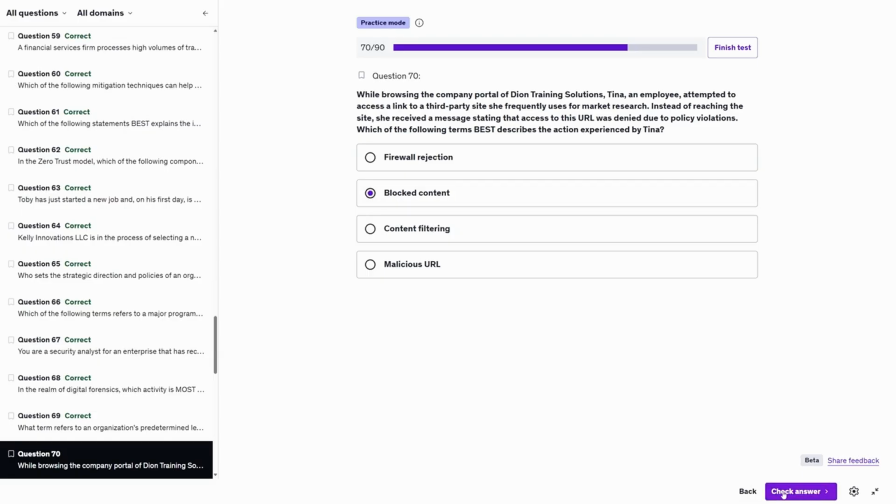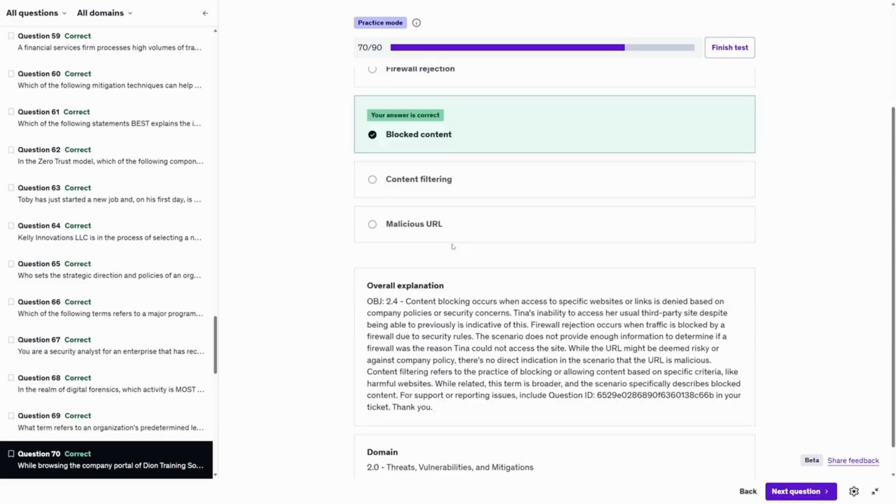And the answer here would be B, blocked content. Content blocking occurs when access to specific websites or links is denied based on company policies or security concerns. Tina's inability to access her usual third-party site despite being able to previously access it is indicative of this. I'll leave up the other answers for a few seconds.